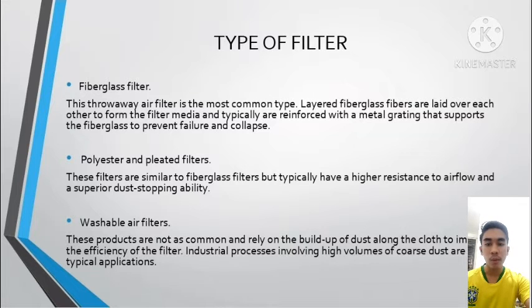The second one is the polyester and pleated filters. Basically, these filters are similar to the fiberglass filter, but typically have a higher resistance to airflow and also superior dust stopping ability. The last one is the washable air filter. This product is not as common and relies on the pull of the dust along the cloth to improve the efficiency of the filter. Basically, industrial processes involving high volumes of coarse dust are typically the applications that use this filter.